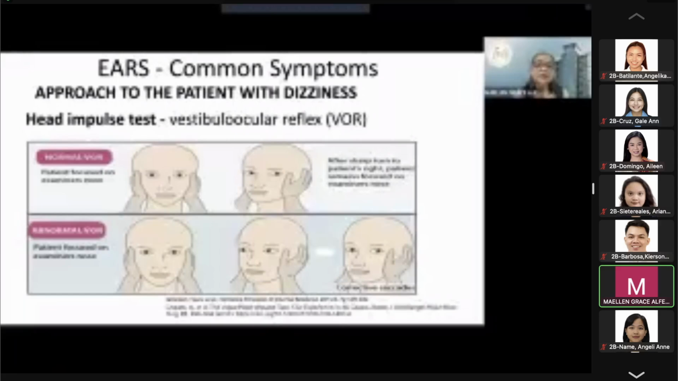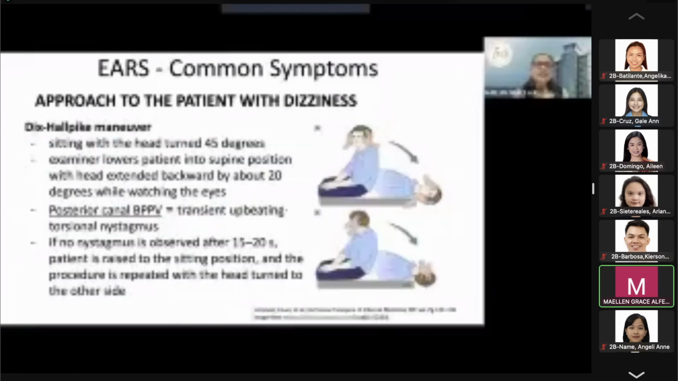Now, another way to test for dizziness will be the Dix-Hallpike maneuver. This is usually a test for BPPV. What you do is ask the patient in sitting position to turn the head 45 degrees. And then you slowly lower the patient to a supine position and have the head extended backward by about 20 degrees. And you have to look at the eyes.